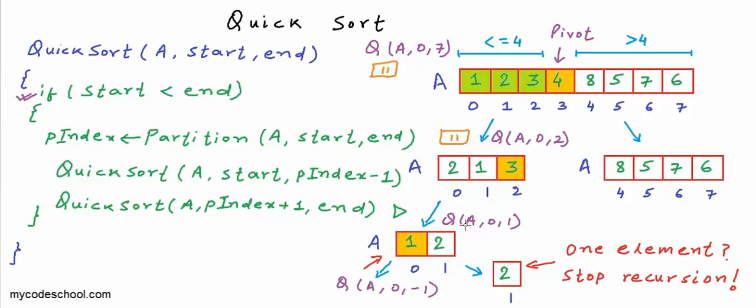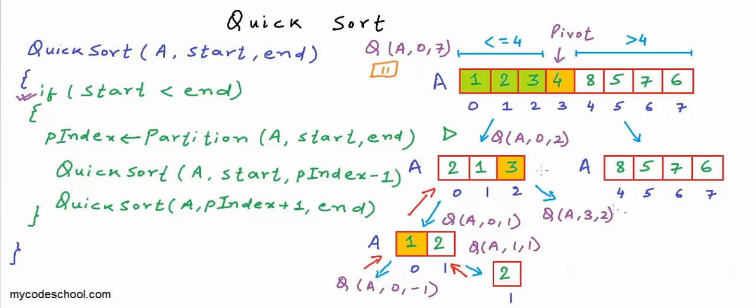The control will return back to Q(A,0,1), and now it will make another recursive call to Q(A,1,1). Now once again for this, the start less than end condition will be false, so it will not partition, it will simply return, and now Q(A,0,1) will return, and now Q(A,0,2) will make another call to Q(A,3,2). Sorry, it has to be pindex+1 till end. Once again this is an invalid segment, so this will simply return, and now Q(A,0,2) will return, Q(A,0,7) will resume, and now Q(A,0,7) will make a call for the segment right of the pivot. A call like Q(A,4,7) will be made.